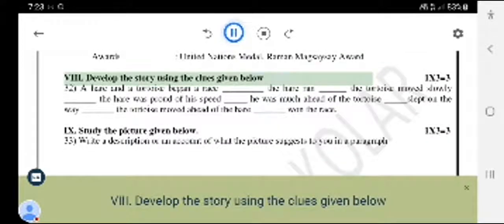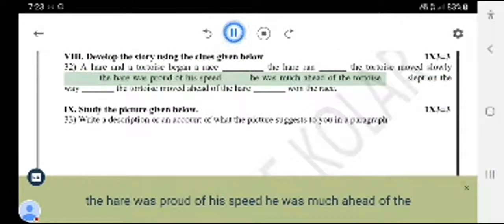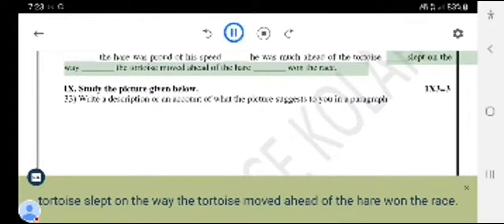8. Develop the story using the clues given below. 32. A hare and a tortoise began a race. The hare ran, the tortoise moved slowly. The hare was proud of his speed, he was much ahead of the tortoise. Slept on the way, the tortoise moved ahead of the hare, won the race.